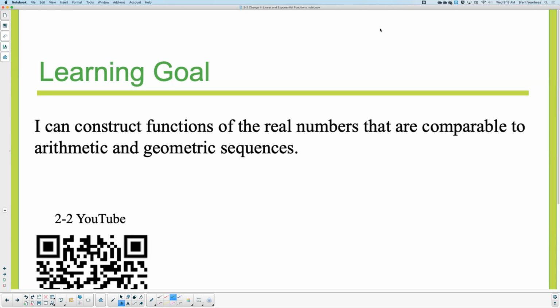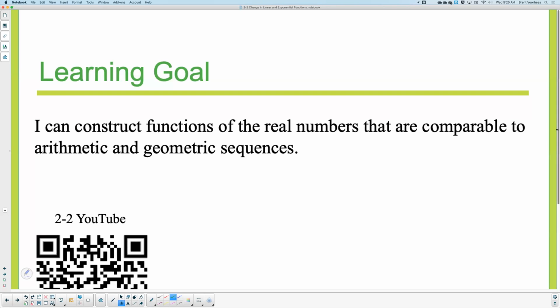All right, lesson 2.2. What are we going to take a look at today? It is, if you could read the little top line of the graph, we're changing linear and exponential functions is what we're looking at today. Our learning goal is that you will be able to construct functions of the real numbers that are comparable to arithmetic and geometric sequences. Specifically, we'll do that using linear and exponential.